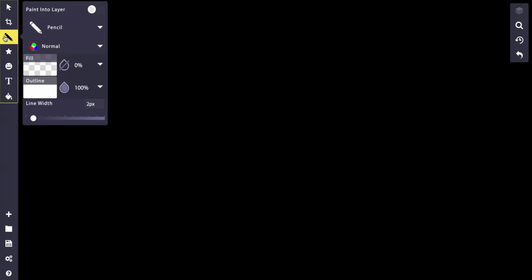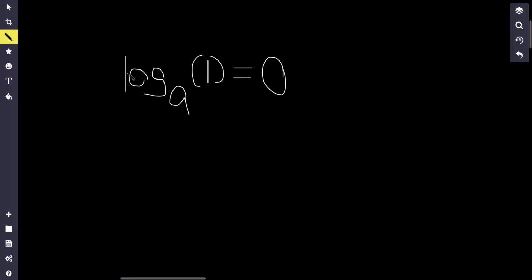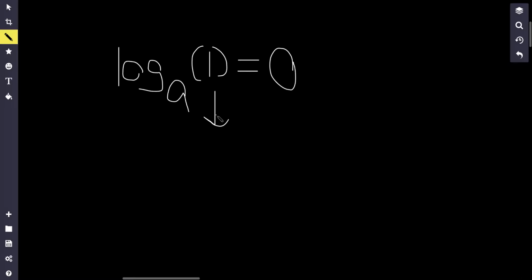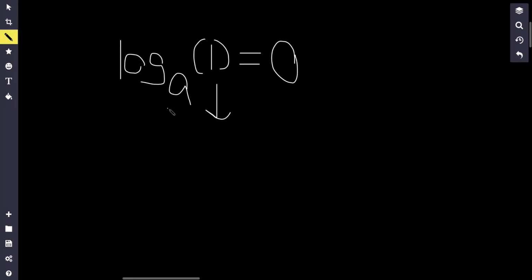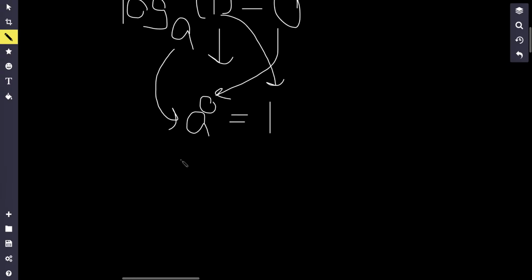Now, the next two logarithm properties are pretty straightforward. So one of them is that if you have log base a of 1, this is always going to be equal to 0. Now, why is this true? Well, let's rewrite this as an exponential equation. So the base of the logarithm becomes the base of the exponent, the answer becomes our exponent, and then the thing inside of the parentheses becomes our answer. So we get this equation.